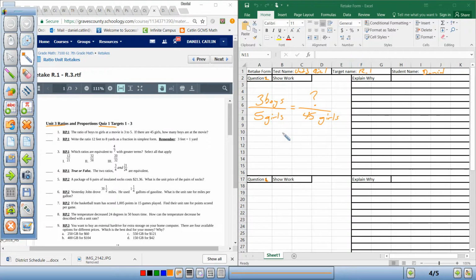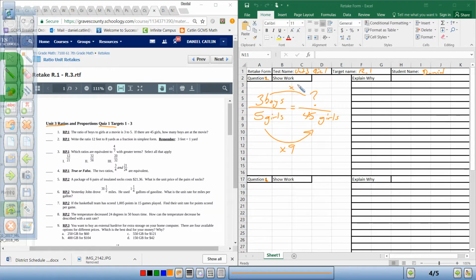There are a lot of different ways you could show this. Show it like this. Say, hey, I recognize that 5 times 9 gives me 45. So I need to do 3 times 9 to see that there are going to be 27 boys. And that will be your final answer, 27 boys. Right? So this is how I show my work.